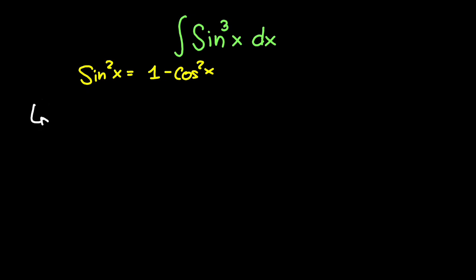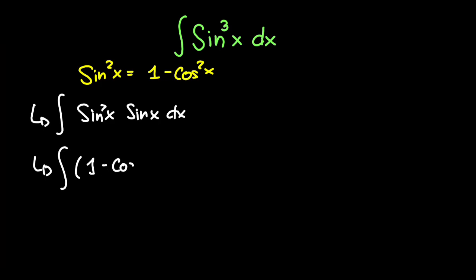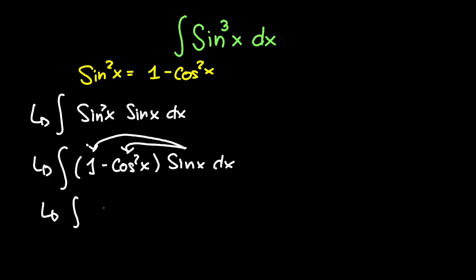So this should be the integral of sine squared x multiplied by the factored out sine of x dx. And so we can transform sine squared of x to this. So this should be the integral of 1 minus cosine squared of x multiplied by sine of x dx. And so the next step would be to distribute sine of x to these two. This should be sine of x minus cosine squared of x multiplied by sine of x dx.